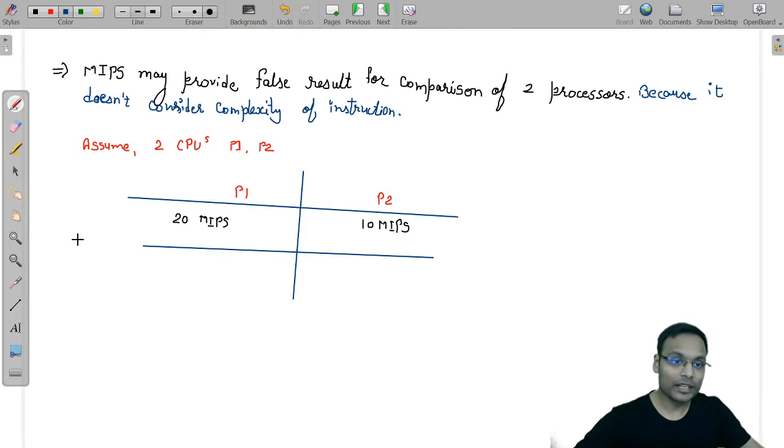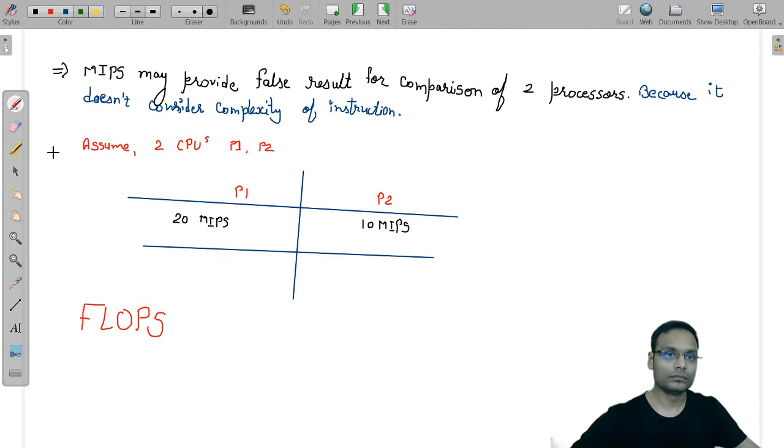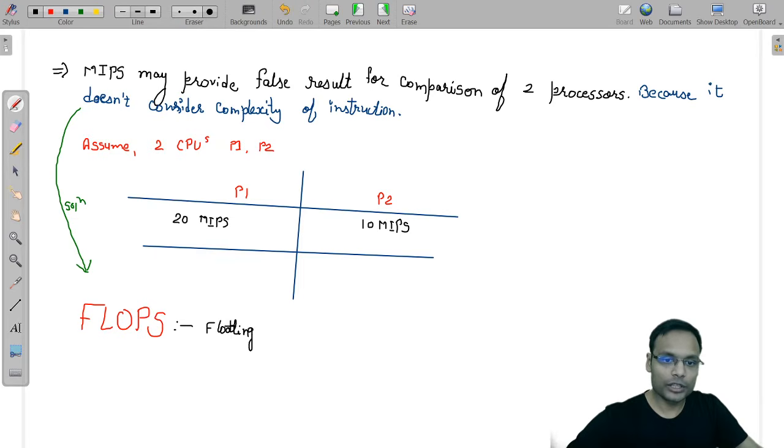To solve this particular problem, we have another metric called FLOPS. Let me write the solution in green. So the solution is FLOPS. FLOPS considers floating point operations per second.